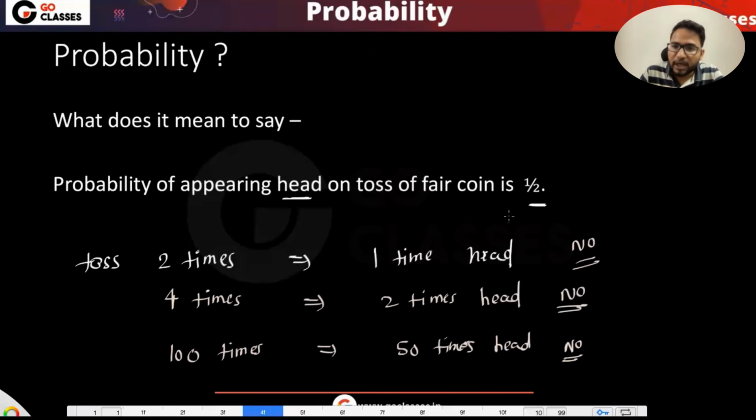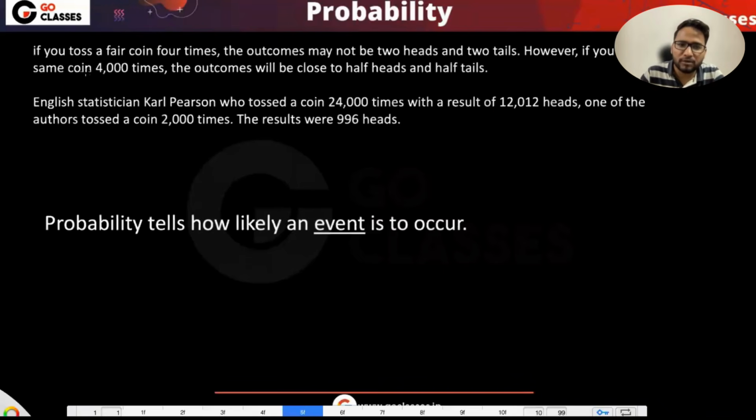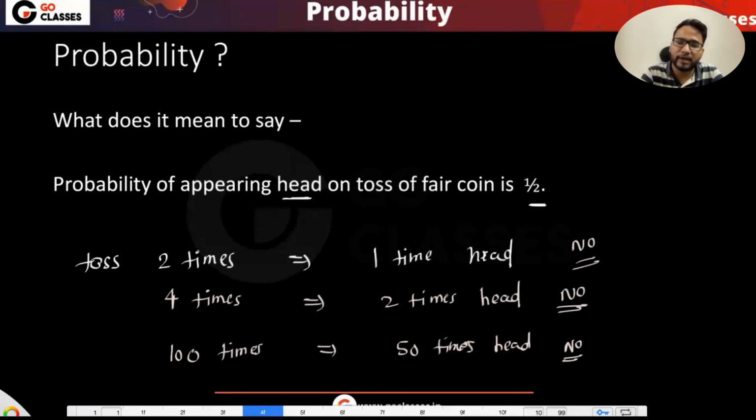It means that if you toss enough number of times, for example, in the past, mathematicians, who are very crazy, have physically tossed a coin many times. One mathematician tossed 4,000 times, and he found that it is very close to half heads and half tails. If you toss two times, it is not necessary that you will get one head. If you toss four times, it is also not necessary that you will get two heads. If you toss 100 times, also it is not necessary.